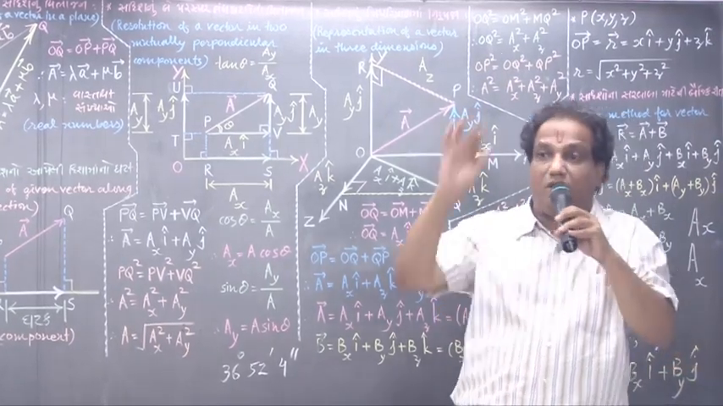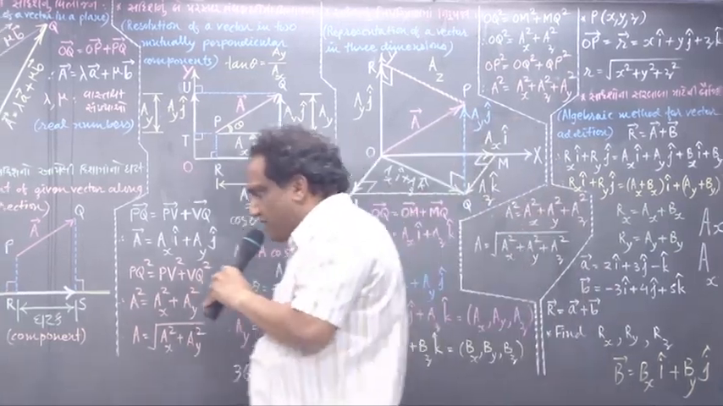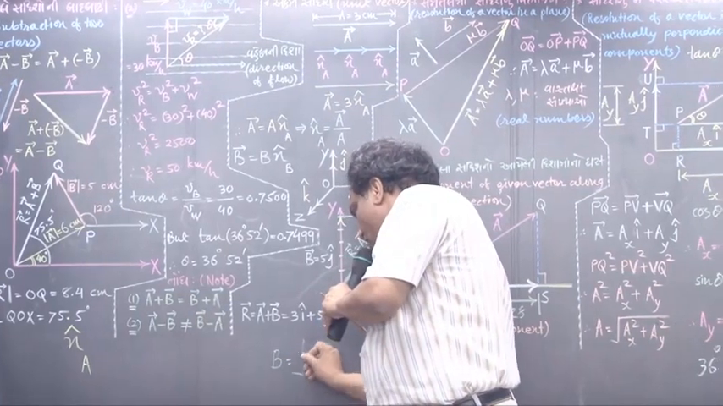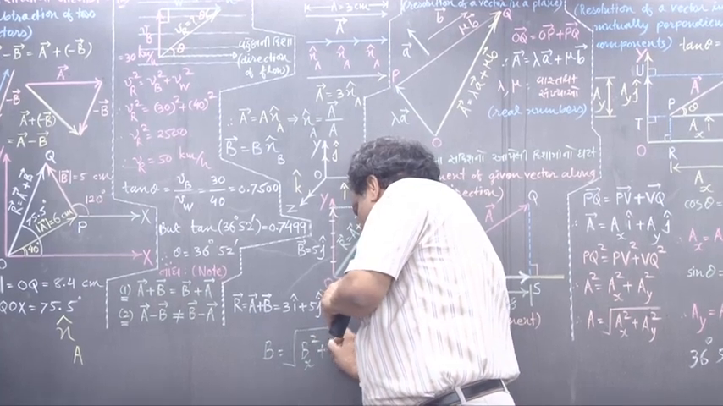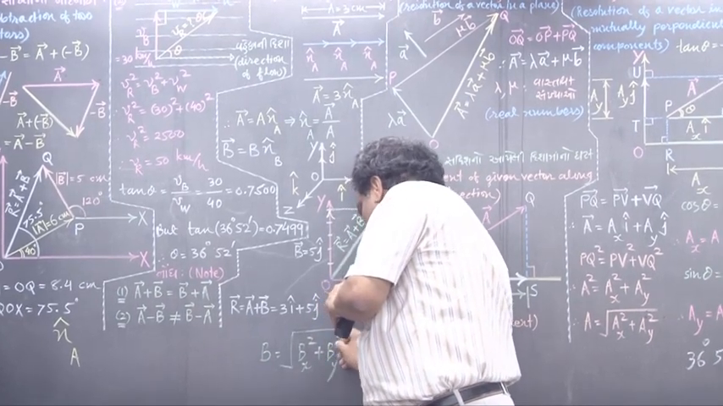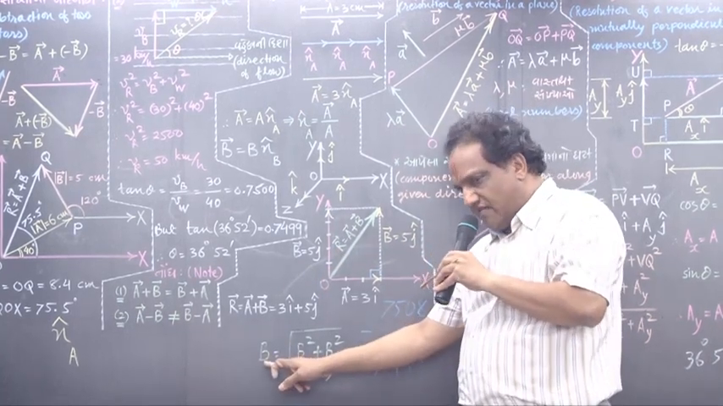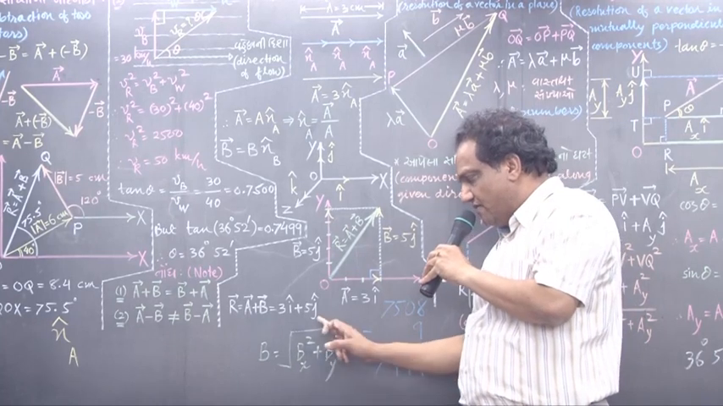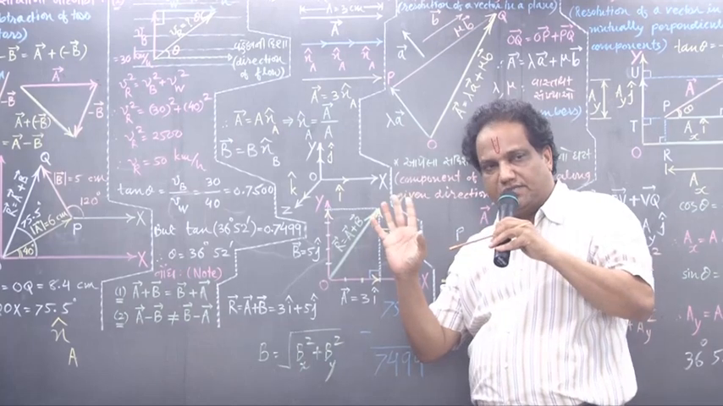Magnitude of any vector is always equal to square root of summation of squares of its mutually perpendicular components. Come on, for vector B, can you dictate to me? What should I write for B? Under root of Bx square plus By square. Simple, na? Just speak in words.